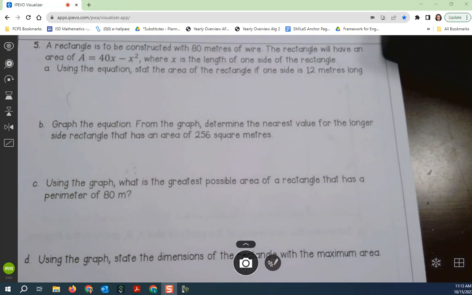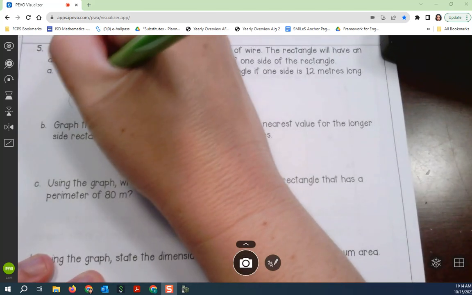Okay, a rectangle is to be constructed with 80 meters of wire. The rectangle will have an area of A equals 40x minus x squared, where x is the length of one side of the rectangle. Using the equation, state the area of the rectangle if one side is 12 meters long. So we're going to substitute 12 into that formula.